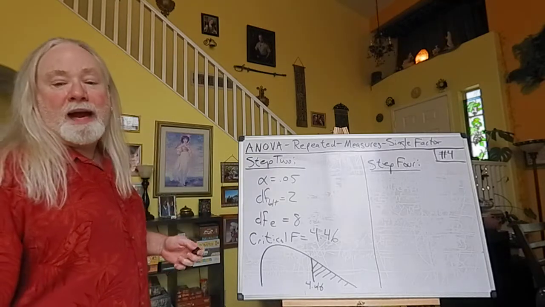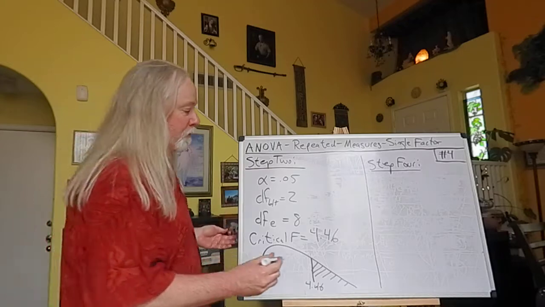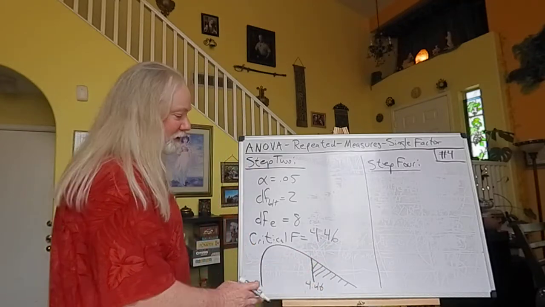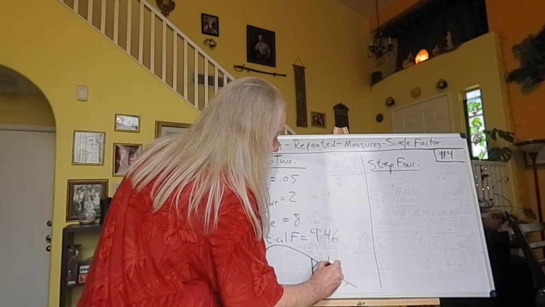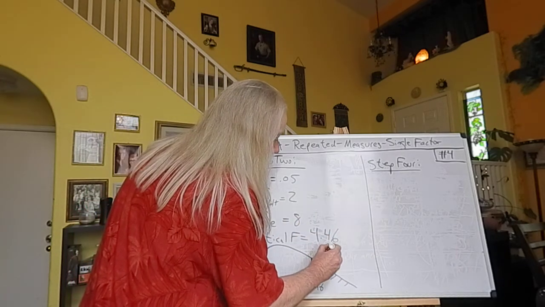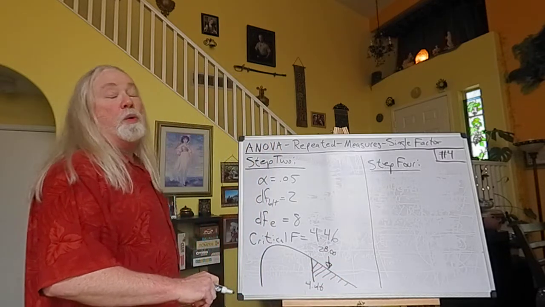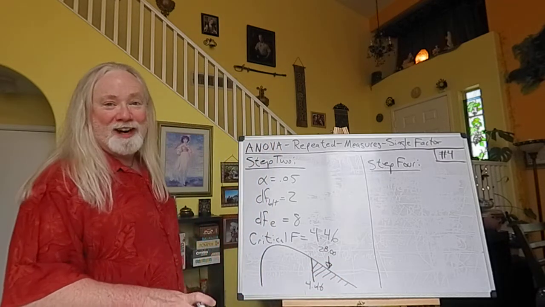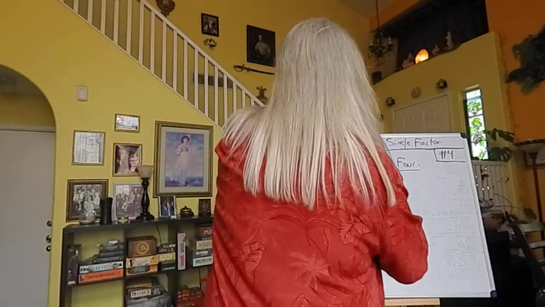So, as usual, we compare this critical F against our obtained F statistic, or F ratio, which was 28. So we are well within the shaded region there, by a mile. So our decision will be to reject the null hypothesis.